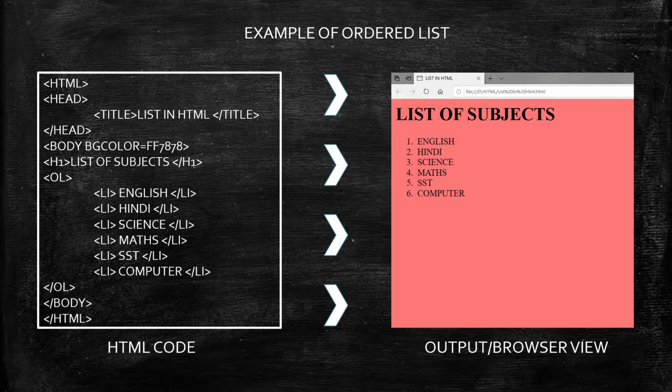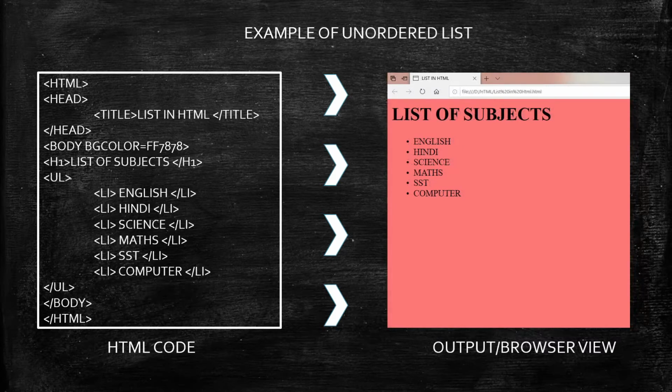Let's move to the example of unordered list. If I rewrite the same code by replacing OL with UL, you can see the difference. Everything is the same. I have just changed the tag from OL to UL. As a result, you can see the list appears with bullets. In the previous example, the list appeared with numbers because I applied an ordered list there. Now in this case, I have applied an unordered list, UL, so the list appears with bullets.